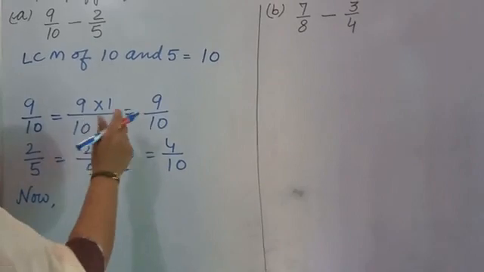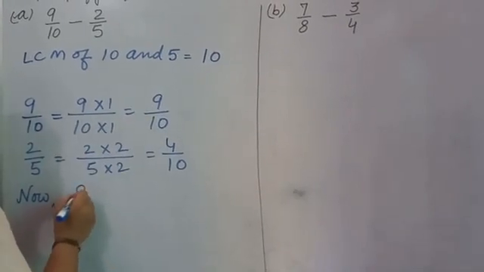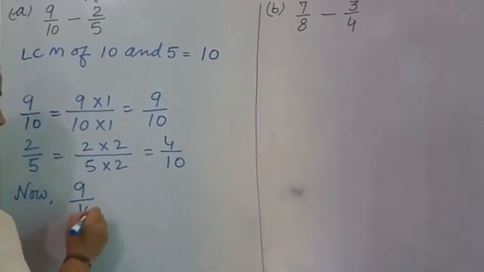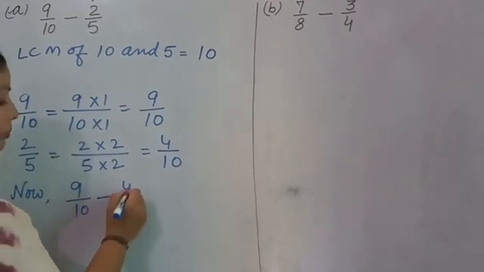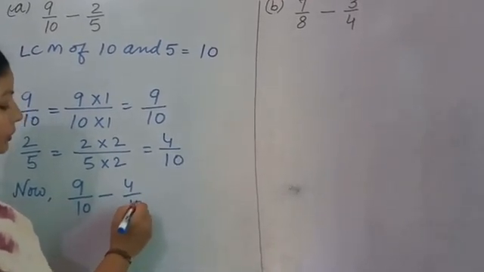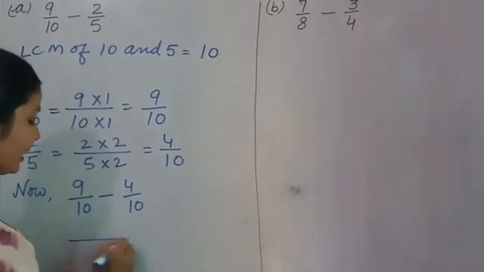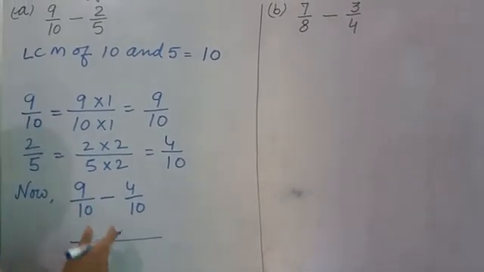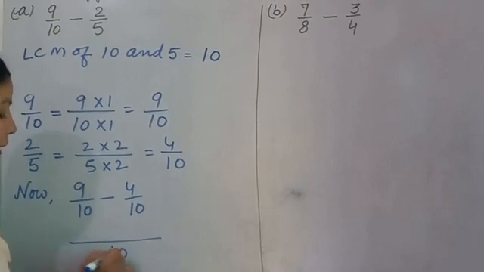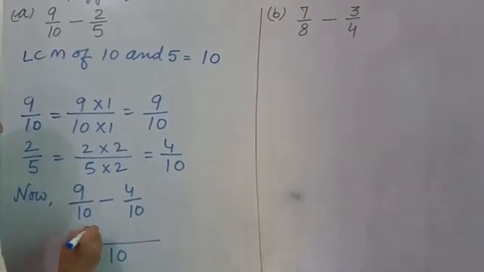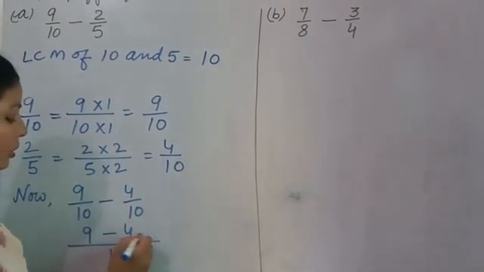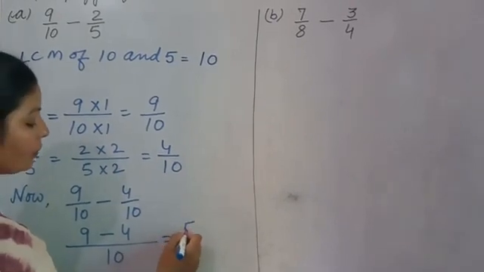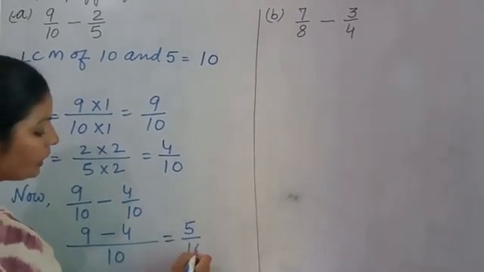Okay. So now 9 upon 10 minus 4 upon 10. Now there is the same denominator, so we will take a common denominator. Common denominator is what? 10, 10. So we should take a common denominator 10. Now 9 minus 4. So 9 minus 4 is 5 upon 10.